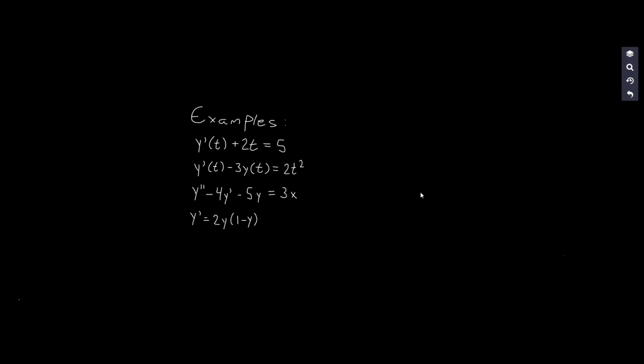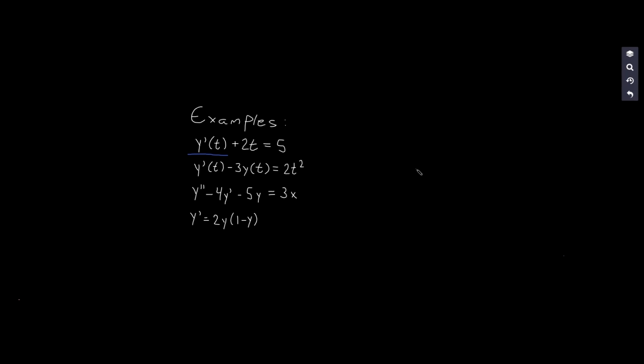Here are some examples of differential equations. A differential equation is just an equation where the unknown is a function, and the equation involves derivatives. Remember, a derivative is the rate of change of something. So a derivative that's written y prime of t, underlined in blue, tells you the rate of change of y with respect to t.